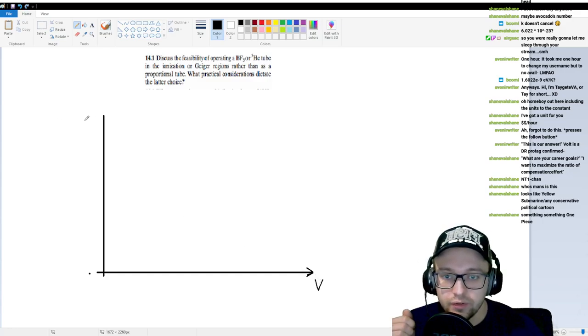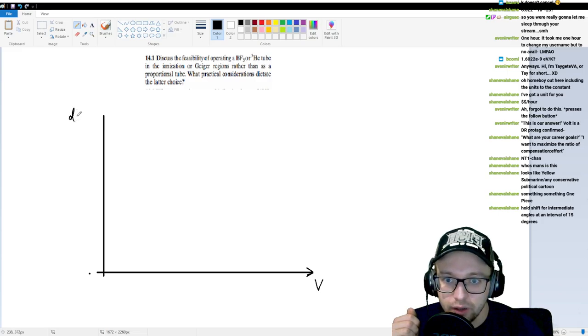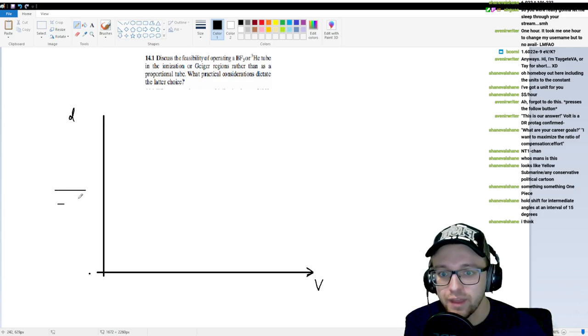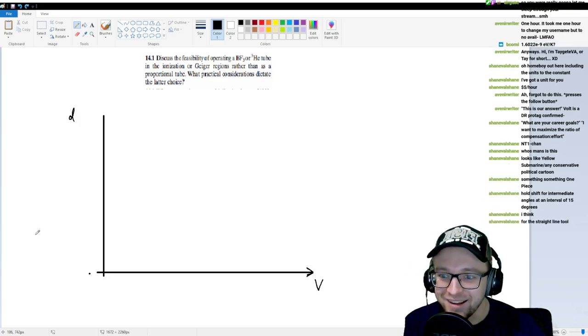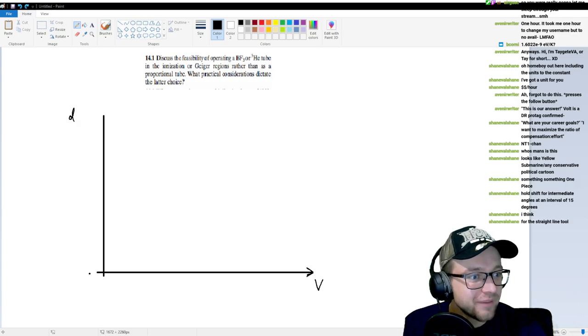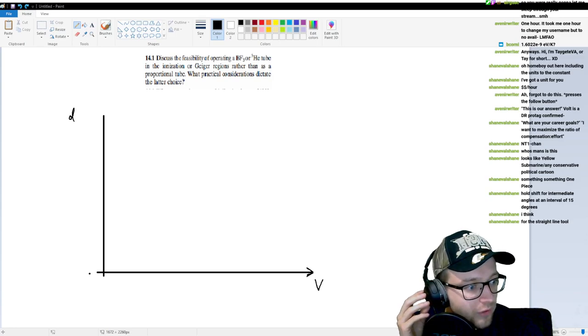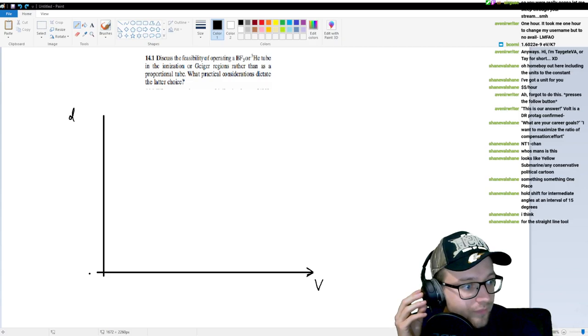The applied voltage, and this is going to be, what is the unit over here? Should be like, hold shift for intermediate angles at an interval of 15 degrees, what? Oh, what the hell? I never knew that! That's so cool! I didn't know that. Alright. What is the units on this one curve? There's this one curve that I need to know, and I can't remember the vertical axis units, and it's gonna bother me. What is it? Oh my god, why can I not remember it? I thought I had committed it to memory, but clearly not.